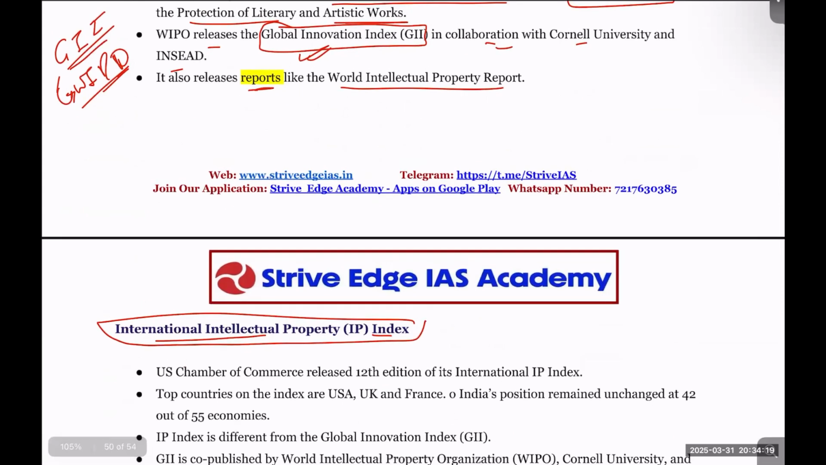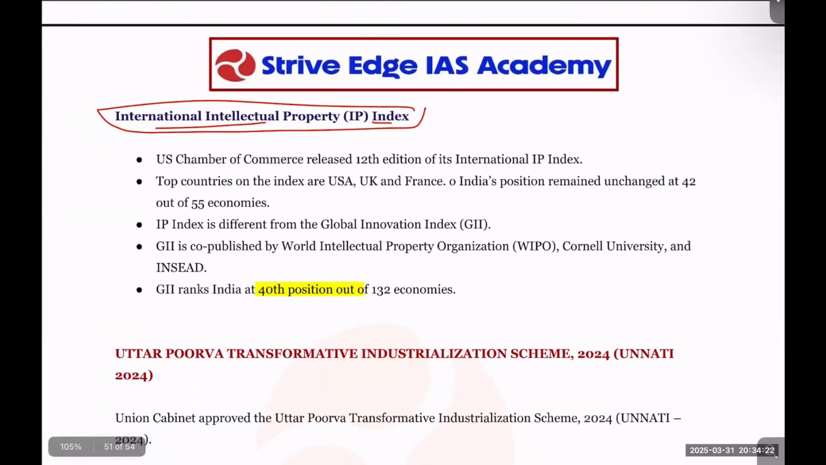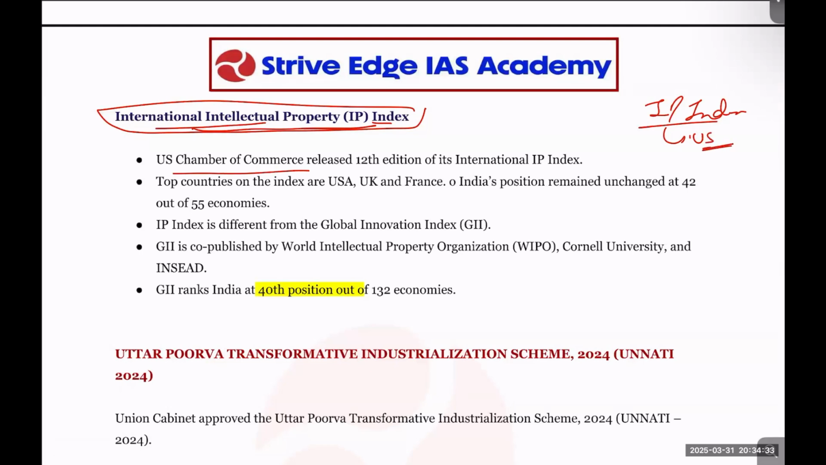Global Innovation Index is launched by WIPO, and when we talk about the International Intellectual Property Index, the IP Index, it is launched by the US Chamber of Commerce, right? So you should remember there is a difference between these two. Now, top countries in this index are USA. USA releases this index and keeps itself at the top, and then UK and France. India's position has remained unchanged at 42.